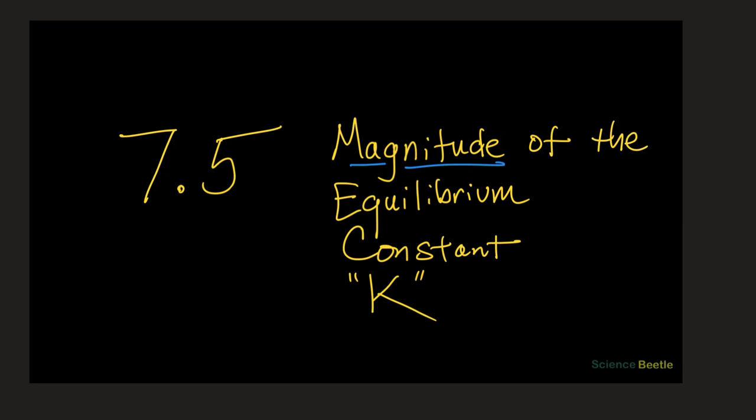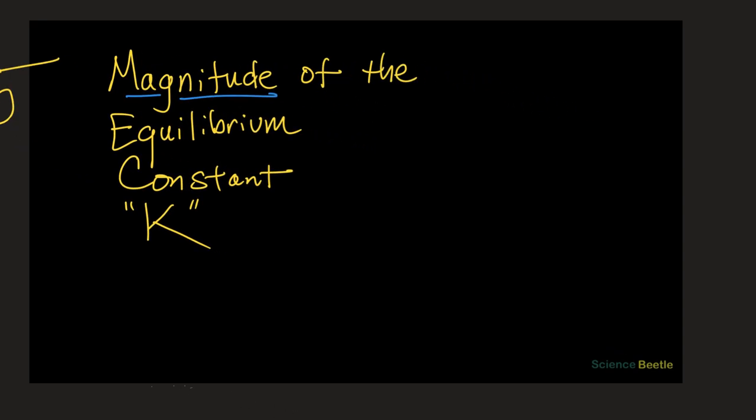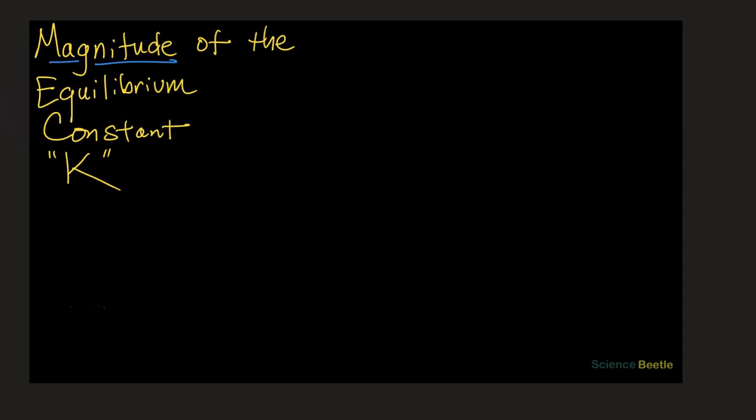All right, let's go ahead and take a look at 7.5. In 7.5, we're dealing with the magnitude of the equilibrium constant. And so this is going to bring up a concept or a point that we have raised before, which has a lot to do with the value of k.